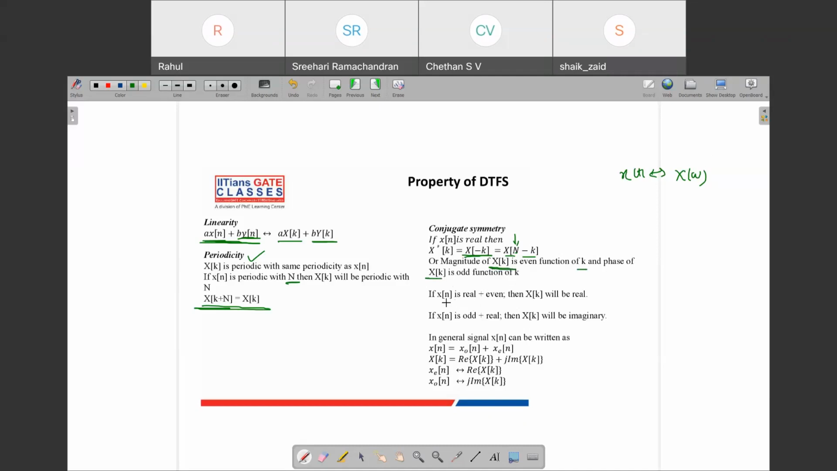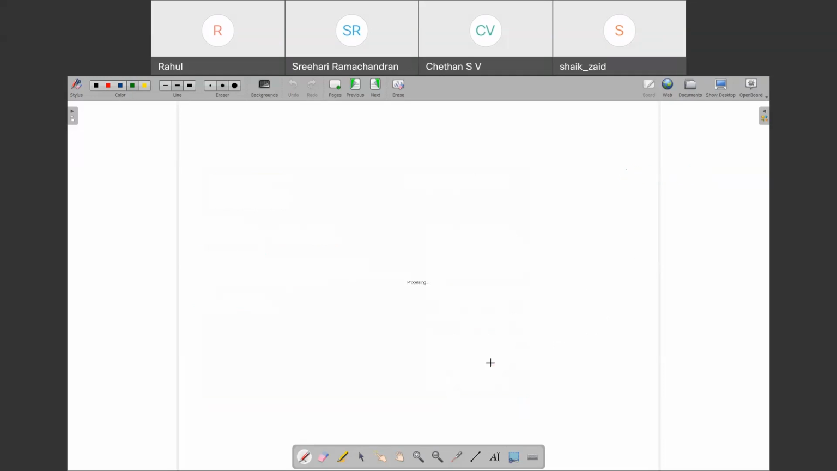And again, as with the Fourier transform, if the signal is real plus even, X of k will be real, and if the signal is real plus odd, X of k will be imaginary. So when you have an x of n composed of an odd plus even signal, the odd signal is responsible for the imaginary part, and the even signal is responsible for the real part. We go to the next slide.